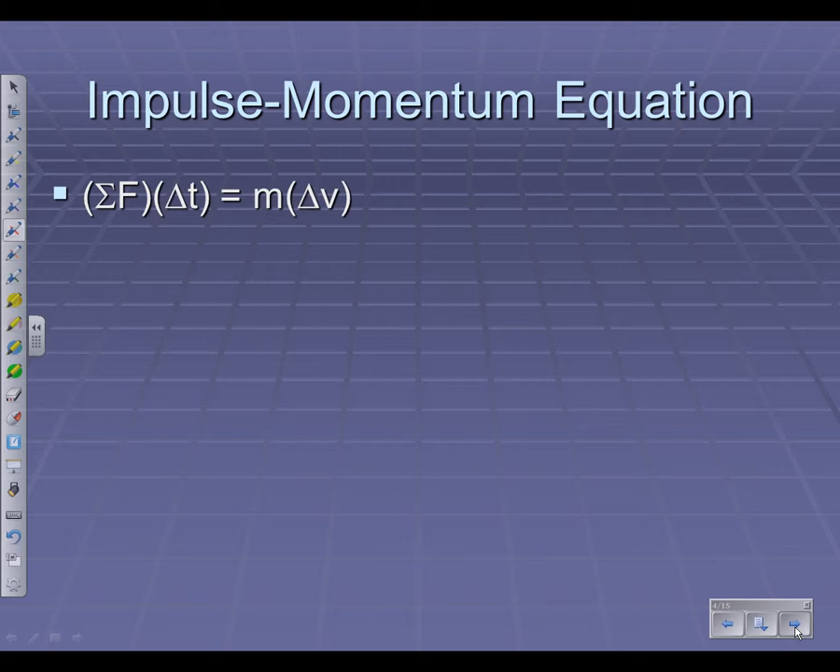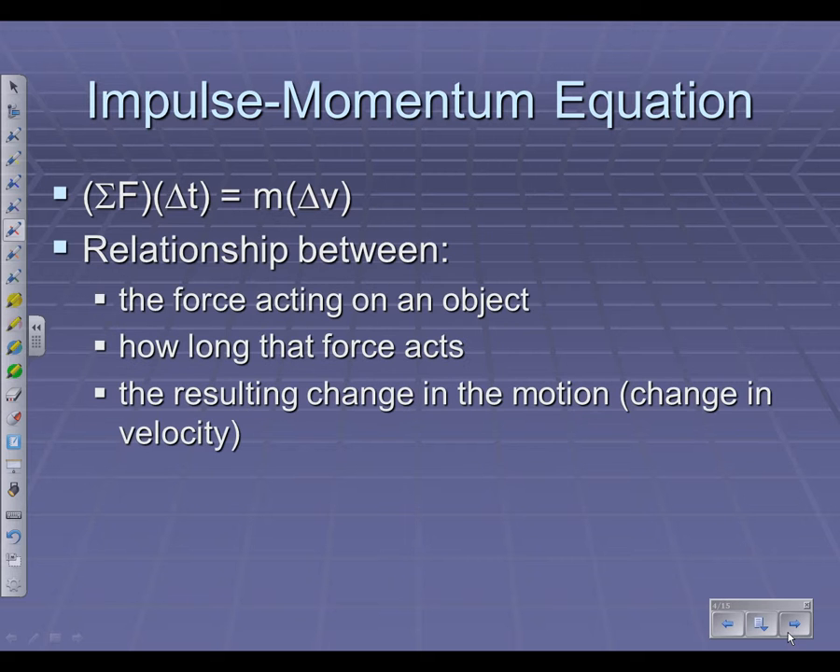The impulse momentum equation relates three factors dealing with the motion of the object or the change in that motion. How much force or net force is acting on that object? How long do we apply that net force? And then how much change in velocity do we get out of that? We'll assume that if we're talking about the same object, its mass is not going to change in the middle of the situation.